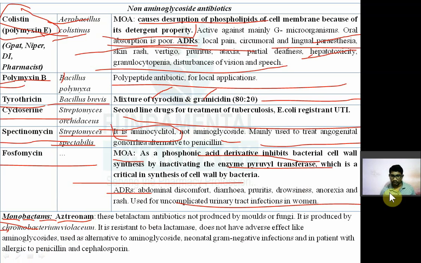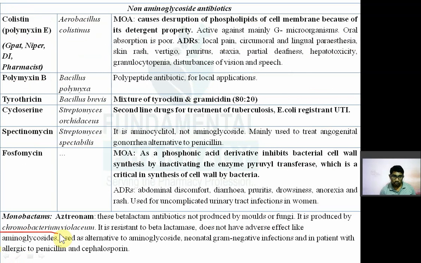A drug in this class is aztreonam. It is a beta lactam antibiotic not produced by fungus or mold. It is produced by the bacterium Chromobacterium violaceum. It is resistant to beta lactamases. It does not have adverse effects like aminoglycosides, so it will not cause ototoxicity. It is used as an alternative to aminoglycosides in neonatal gram negative infection, in children, and in patients allergic to penicillins and cephalosporins.